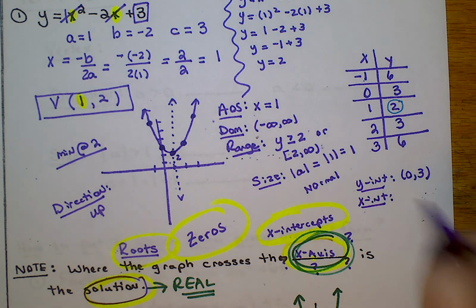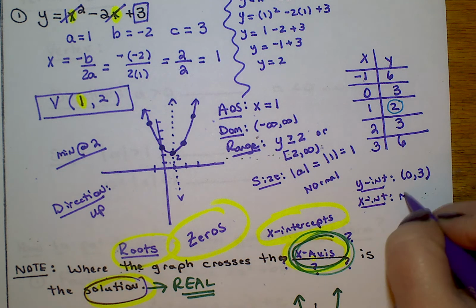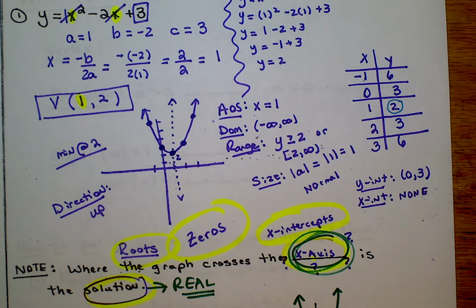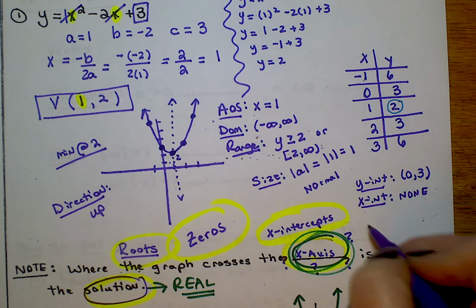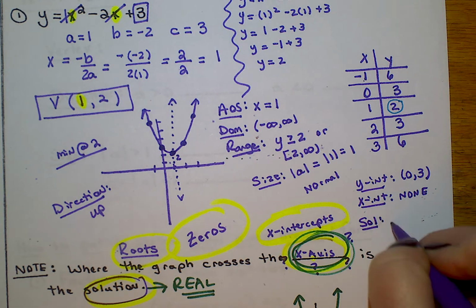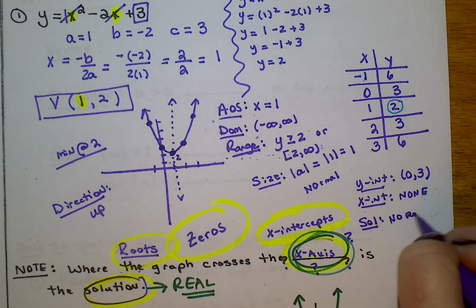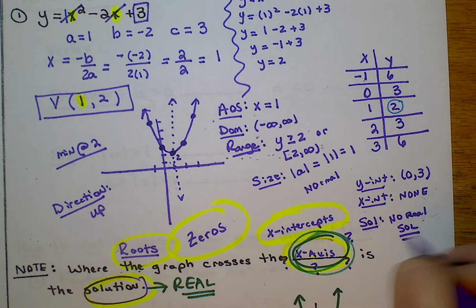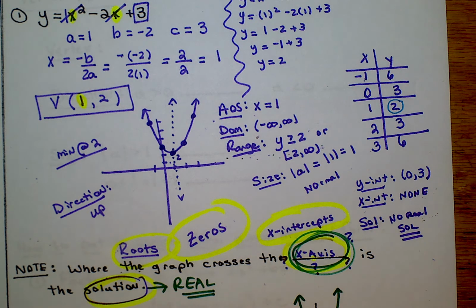Your x-intercept, it's never going to touch your x-axis. So your x-intercept is none. So that means for your solutions, you have no real solutions for that graph.